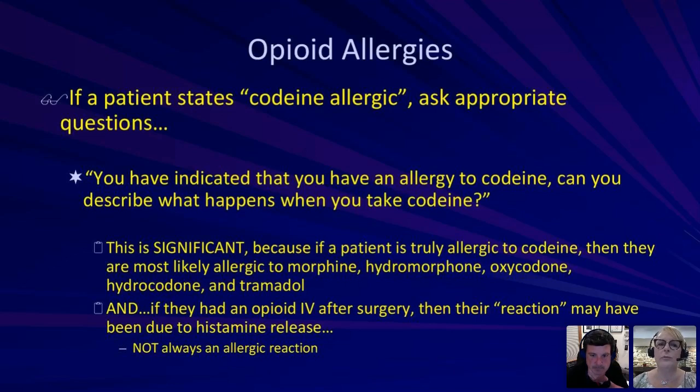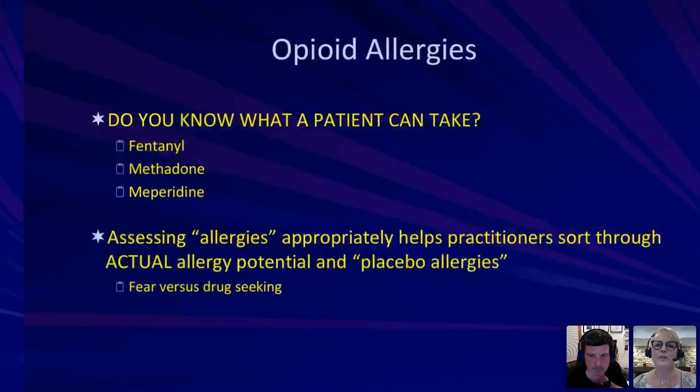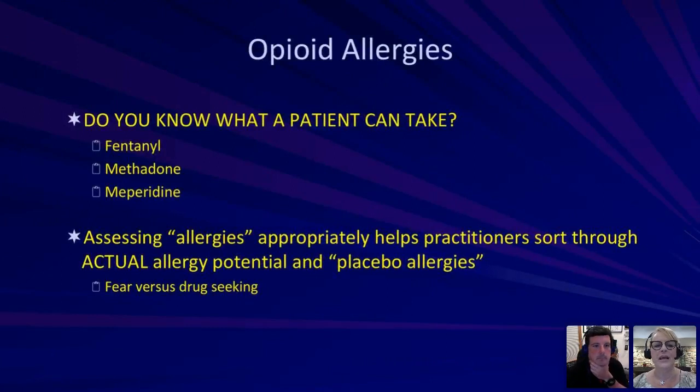So we want to make sure that we encourage the patient to not list that as an allergy and just remember it as an intolerance, so that we can avoid getting phone calls from a pharmacist saying, oh, guess what? You can't give tramadol because they're allergic to codeine. So it's, again, one more layer to sort through. And we already said fentanyl, methadone, or meperidine.